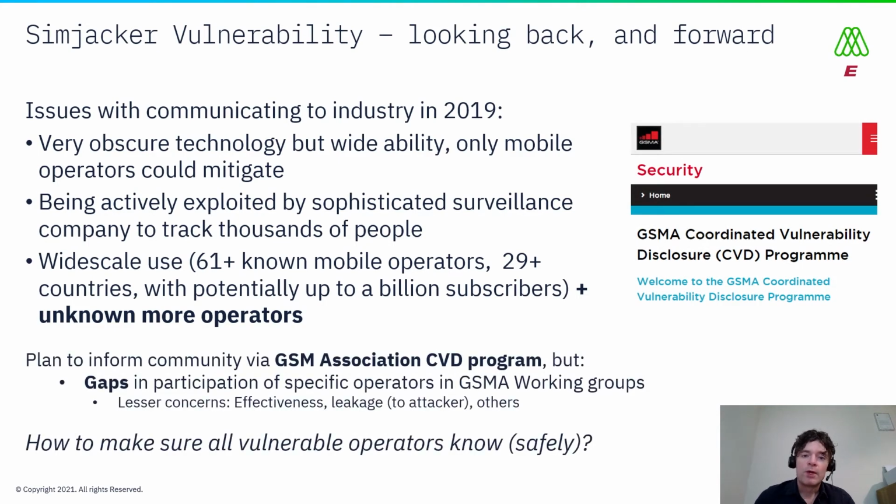So how we went about informing the industry is that we did it through the working group for the GSM community, which is called the GSM Association, through their coordinated vulnerability disclosure program.